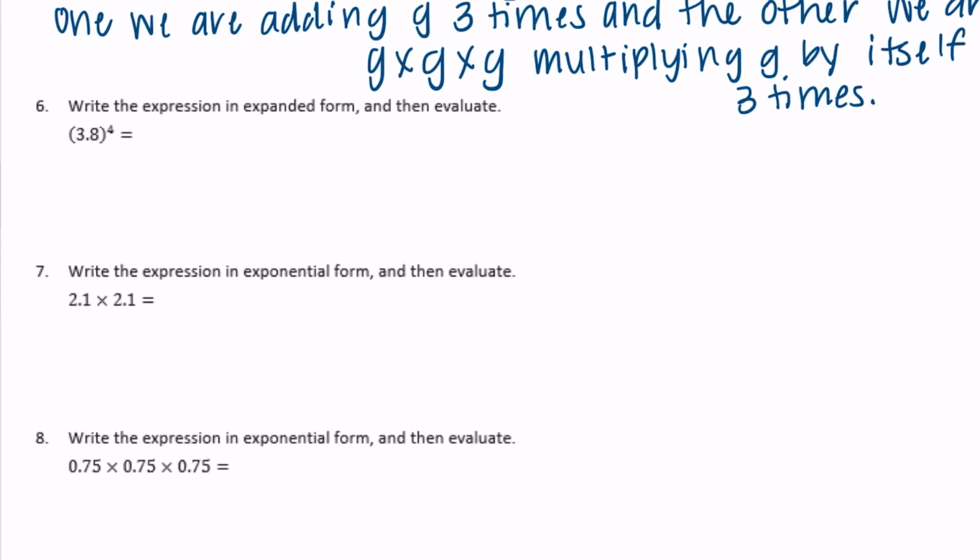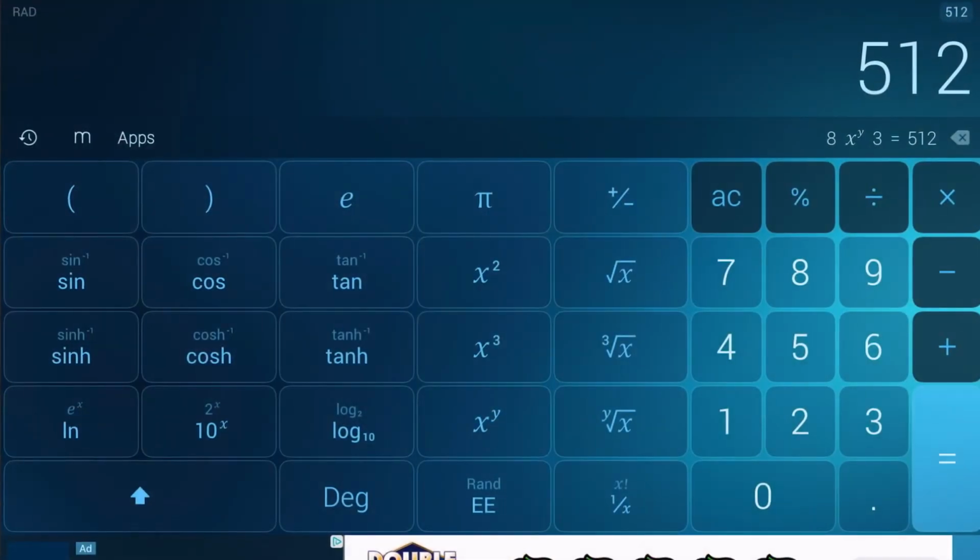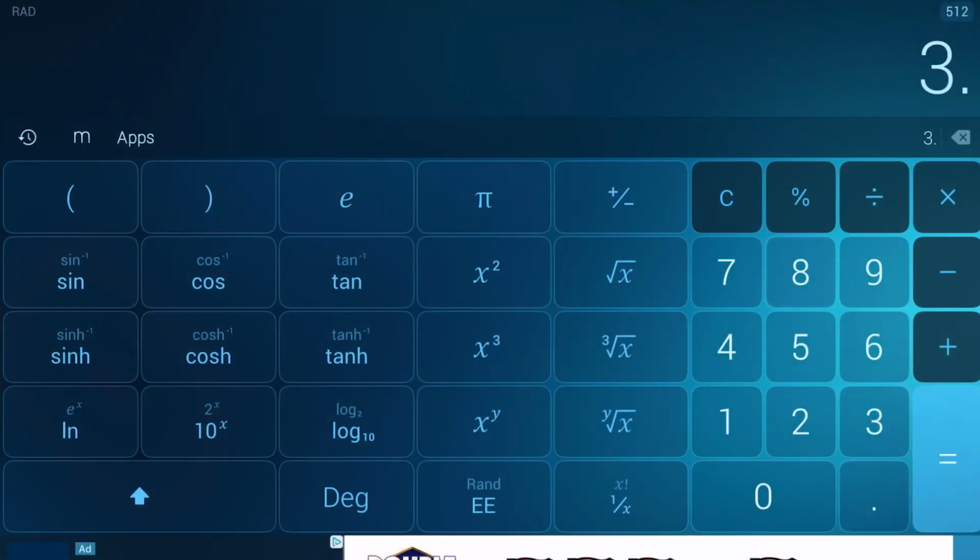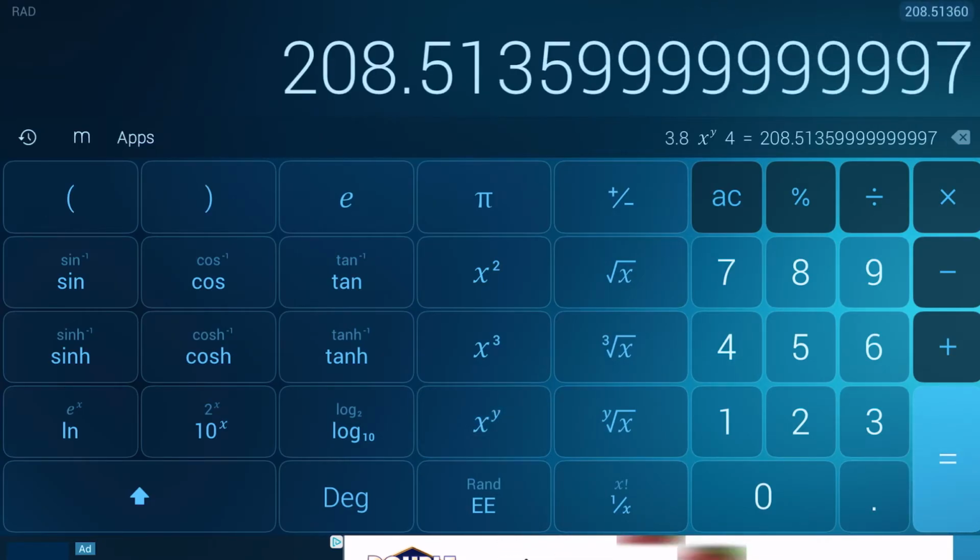Number 6, write the expression in expanded form and then evaluate. So 3 8/10 to the 4th power. So that will be 3 8/10 times 3 8/10 times 3 8/10 times 3 8/10. So let's use our calculator. 3 8/10 to the 4th power is equal to, and I'm just going to round that to the nearest hundredths place. The 1 is in the hundredths place, there's a 3 next to it, so I'm going to leave it at 208 51/100.